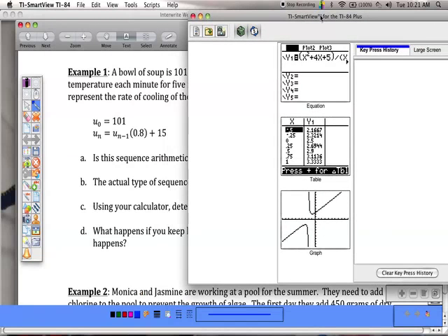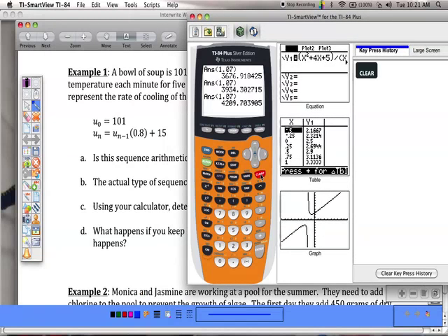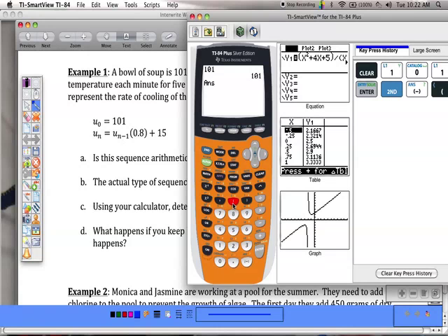So to type this in, you're going to start with the first term. Let me clear this. All right, so the first term is 101. Hit enter, so it's now our last answer. And then whenever you see u sub n minus 1, it's like using the last answer key, so we're going to hit second negative. So our last answer, we're going to take 80% of that, and we're going to add 15. So every time you hit enter, it's another minute after the soup has been sitting out. So here's after 1 minute, here's the temperature.